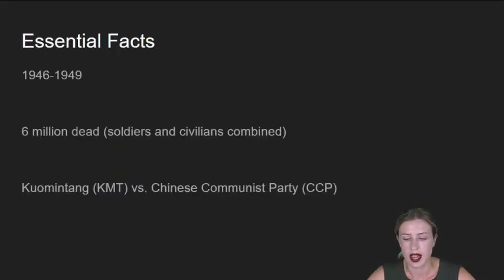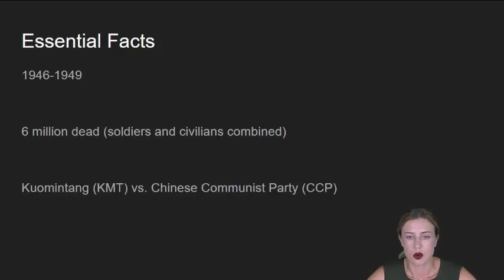So just the important facts about the Chinese Civil War. It runs from 1946 to 1949, and it results in the death of 6 million soldiers and civilians combined. It is fought between the Kuomintang and the Chinese Communist Party. The Kuomintang are also known as the Nationalists.